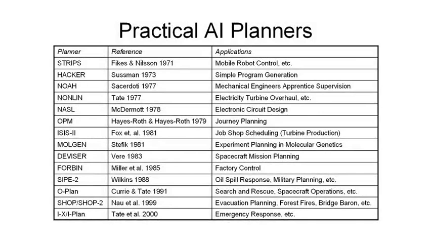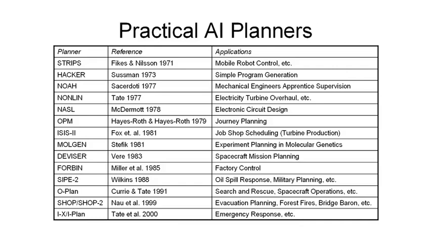Even the earliest AI planners were used in realistic and practical applications. The STRIPS planner from the early 1970s was used to control the Shakey robot. And as you can see from this table, there's a range of planners over the decades which have been applied to a wide range of application areas. And we're going to cover some of those in a later module of this course.